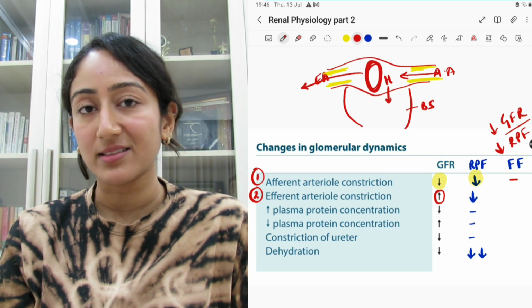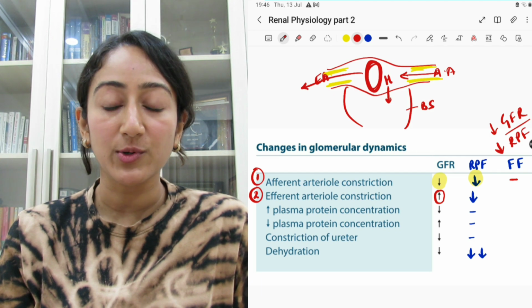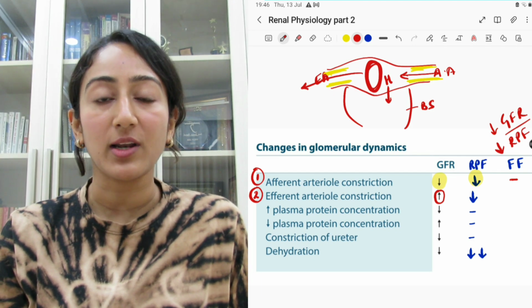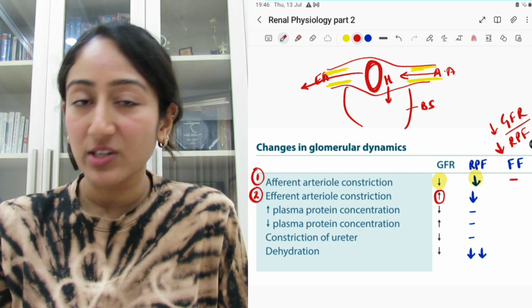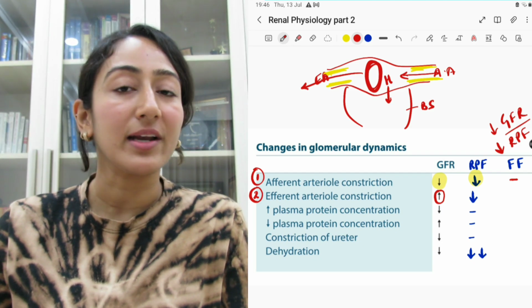And this is only a transient change. This is what is going to happen first, but this change is not going to last for a long time. So although initially the GFR will increase, ultimately it will end up decreasing.